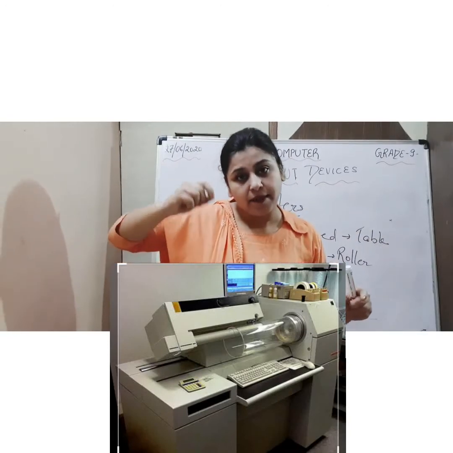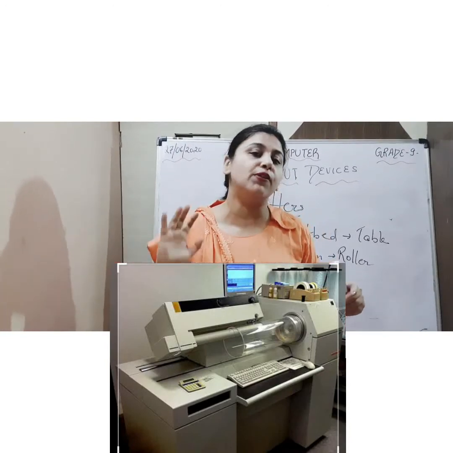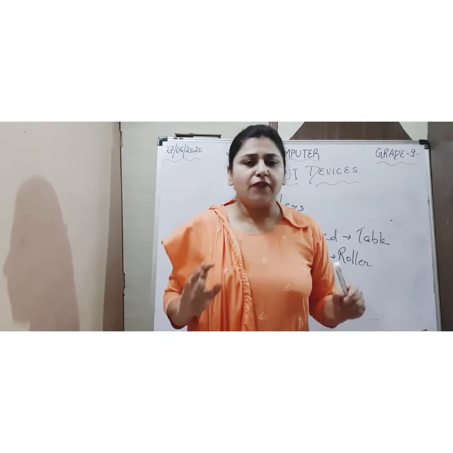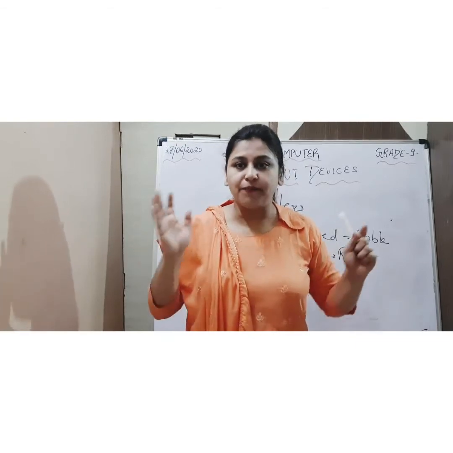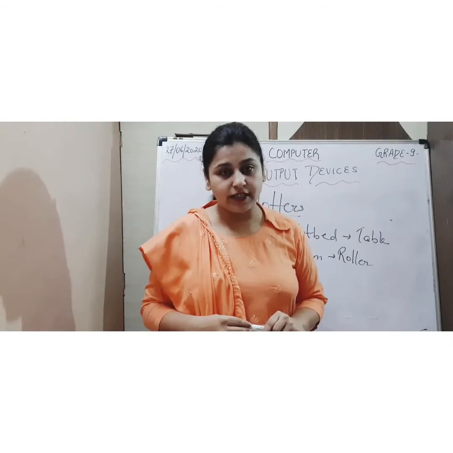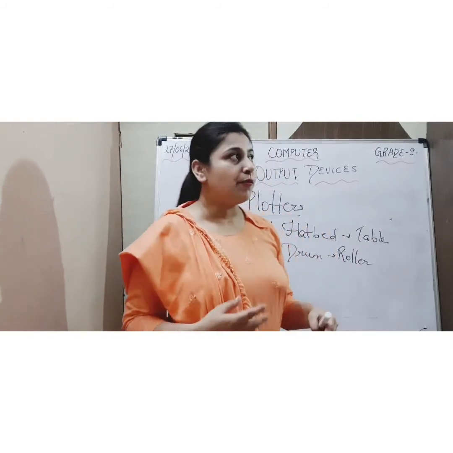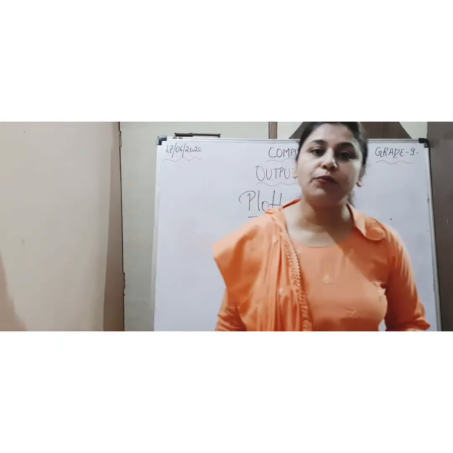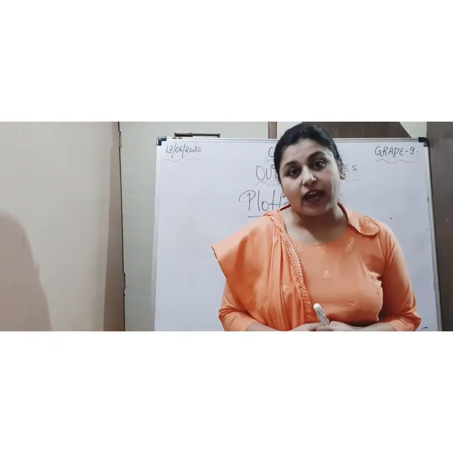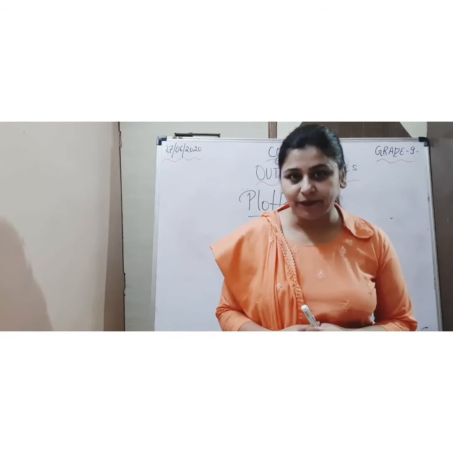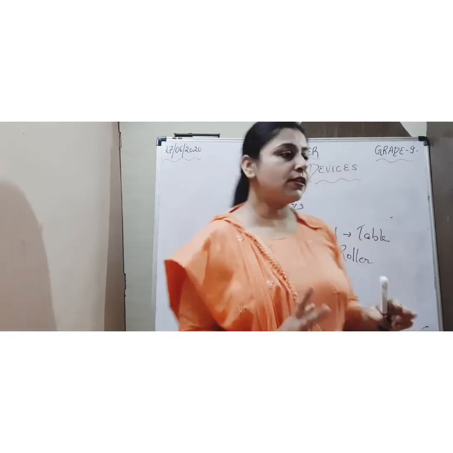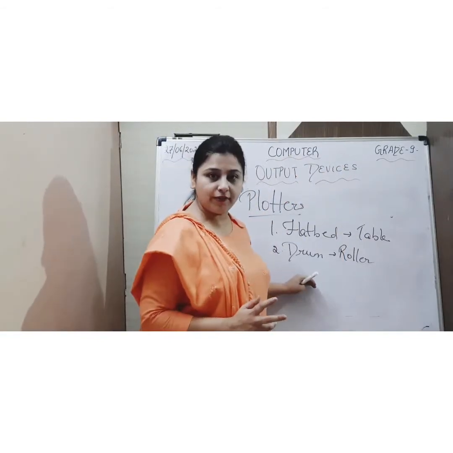The pen is mounted on a fixed cartridge, moves horizontally across the paper and creates a perfect drawing. They are very noisy as compared to flatbed plotters, but they are used to produce continuous output. For plotting earthquake activities and all, you make use of this plotter, that is the drum plotter. Fine. So this is all I have for output devices.